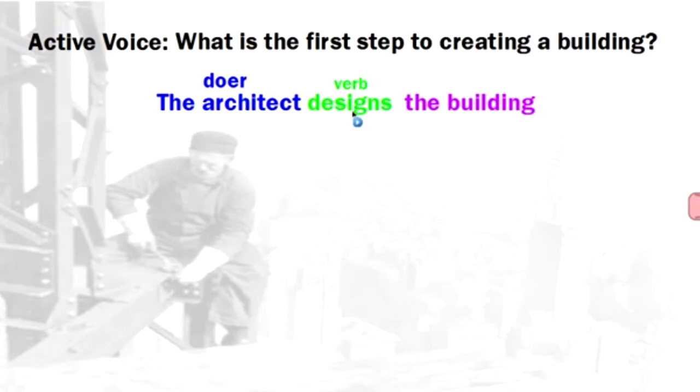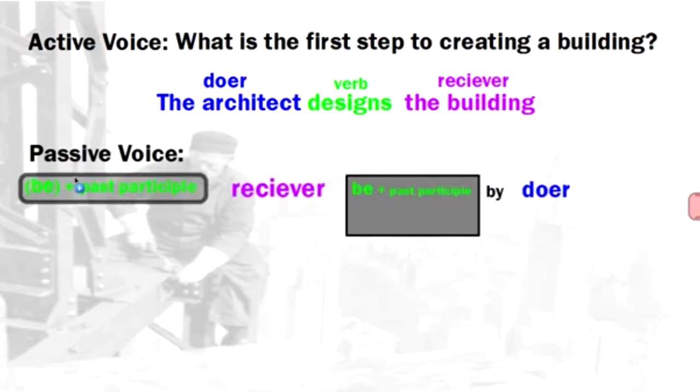It's doing the verb. And the building, well, the building is receiving this action. It's receiving the verb from the architect. So we call this the receiver, right? And that's the active voice, when I use the doer, the verb, and then I use the receiver. But today we're using the passive voice.